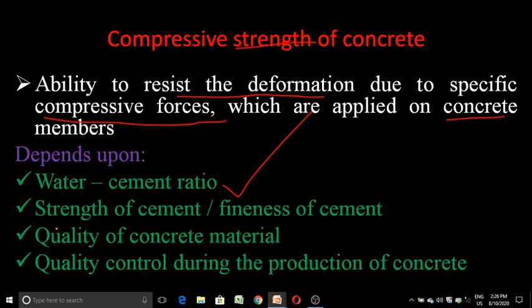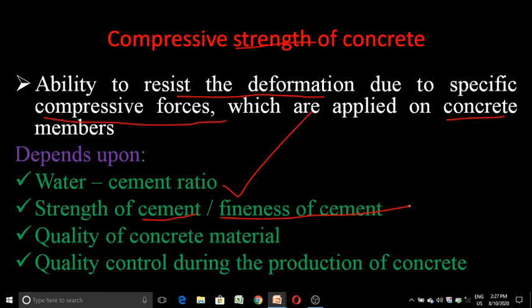And one more parameter is the strength of cement. As you know that cement is used as a binding material in the concrete, if the strength of cement increases, the strength of concrete also increases. And it also depends upon the fineness of cement. The fineness of cement means how much fine powder we have. So if the fineness of cement is more, the compressive strength will be more.